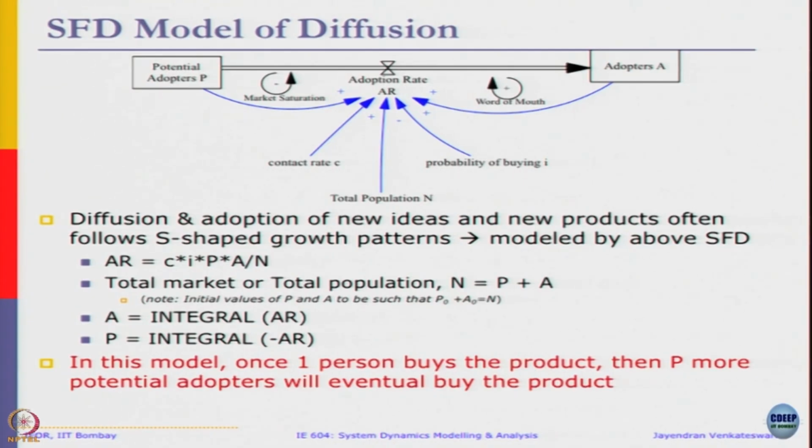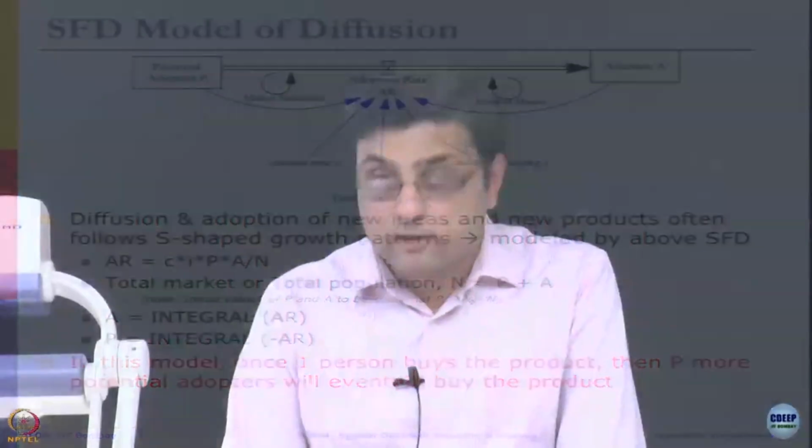So, in this model, the key thing that you have to understand is, as soon as one person buys a product, eventually everybody will buy the product. The model will run until the potential adopters become 0 and adopters is equal to N. There is nothing preventing it from stopping halfway. As soon as one person buys a product, then P more potential adopters will eventually buy the product. Now, let us see how we can use it for more real examples.